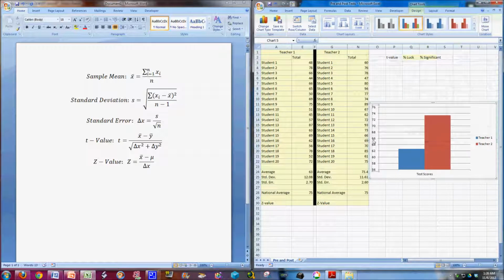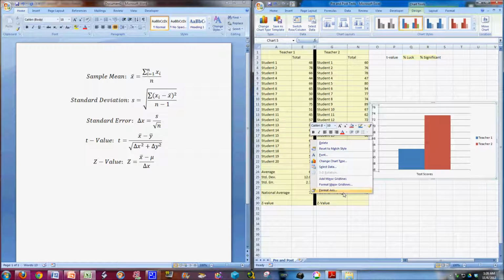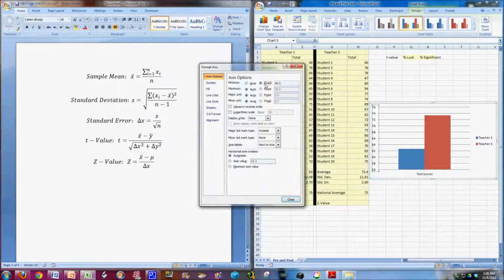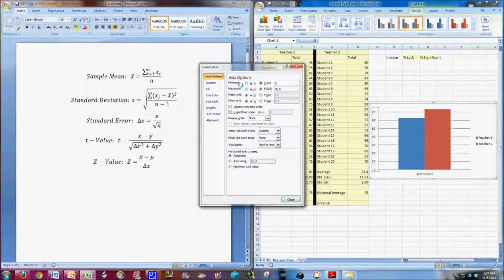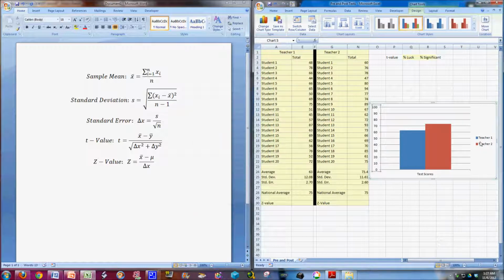Again, let's adjust our axes to be from 0 to 100. So we have a fixed value of 0 to 100. Alright. So now it still seems evident that our teacher 2 has done a better performance than our teacher 1, but we still don't know at what % likelihood. And so what we do here is we just take our standard error and we're going to click, so let's look at our teacher 1.